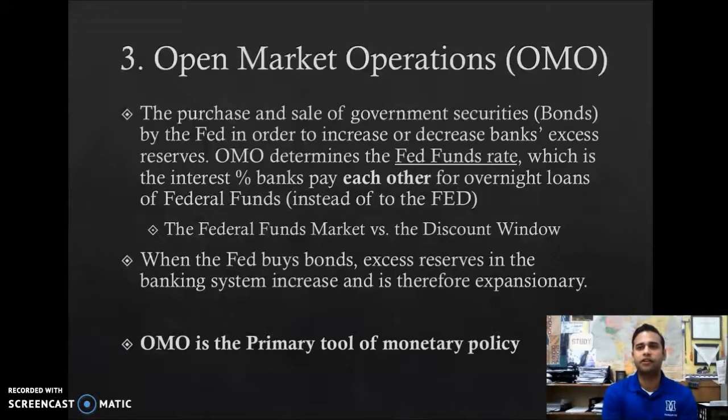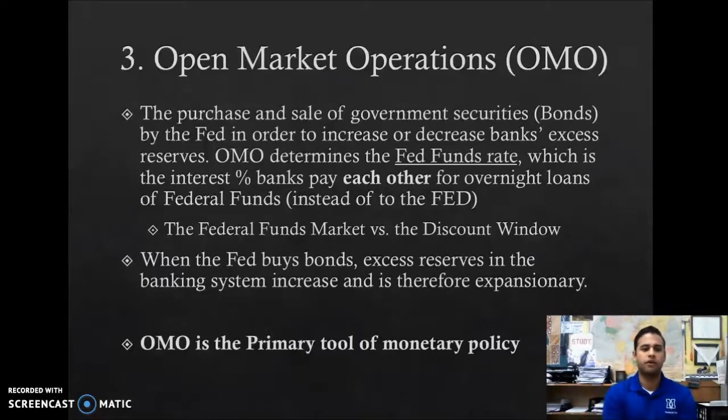If a bank has a lot of excess reserves, they're going to charge less for a loan because there are lots of excess reserves. It's a supply and demand function. But if banks don't have a lot of excess reserves, borrowing that out is going to be more expensive, and so the interest rate's going to go higher. When the Fed buys bonds, excess reserves in the banking system increase and therefore it is expansionary.